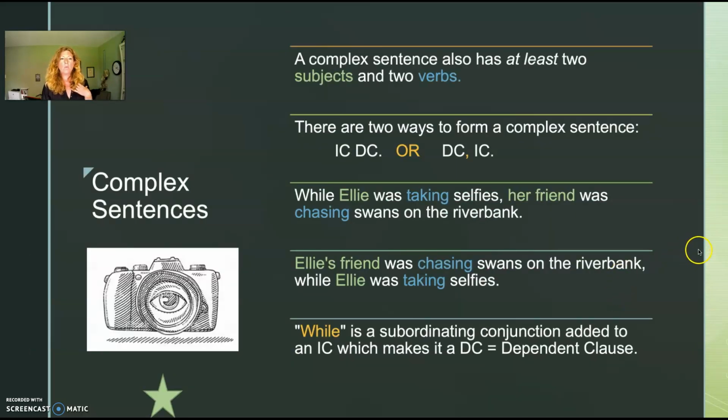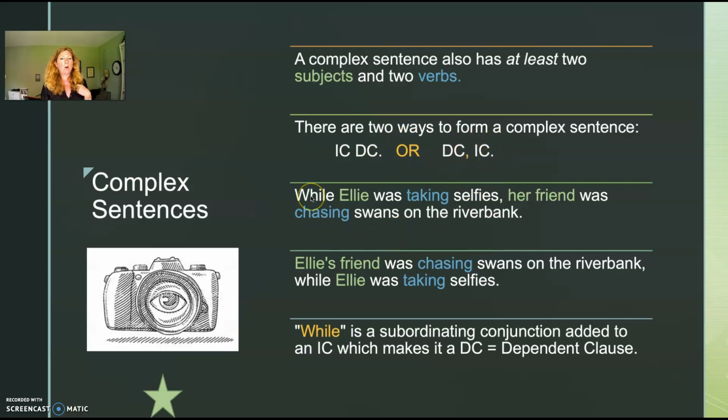All right. What's next? Complex sentence. These are one of the most common sentences and I think one of the easiest to play around with, okay? So again, there's two subjects and two verbs because we're joining two clauses together. But what we're doing is adding a word called a subordinating conjunction. Let's have a look here. I have an independent clause and a dependent clause. That's how I make a complex sentence. Or I could put the dependent clause first, followed by a comma, and then the independent clause.